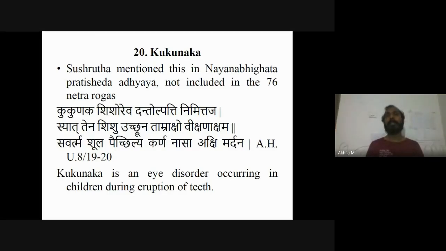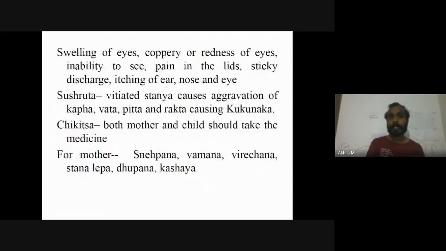Kukunaka is a vartma roga arising because of dosha vitiation and because of the eruption of the teeth. Acharya Vagbhata told that when children are erupting teeth, then the problem will arise. Shishur utsunna tamrakshah vikshanakshamah. The children cannot tolerate light. There will be swelling, copper-colored discoloration, inability to see objects, pain, and sticky discharge, and because of the irritation, the children will be always rubbing.